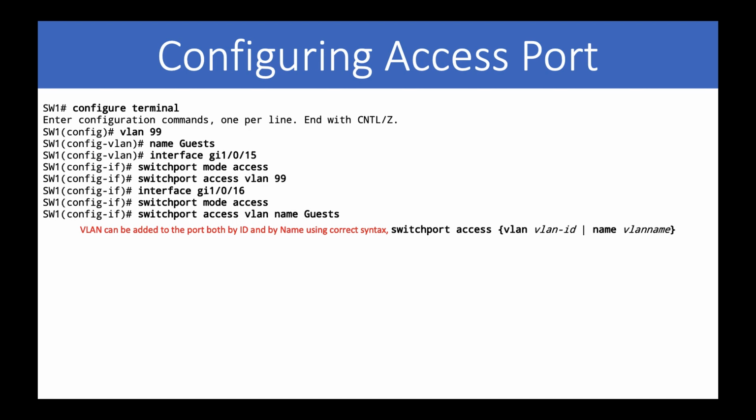Once we have added that, in the interface command, we need to specify that the interface is going to act in the access mode. We define this access mode by switchport mode access. Once we have defined that, then we can assign the VLAN to this access port by using the command switchport access vlan, VLAN ID or VLAN name. You can use either of the two, but in case of VLAN name, the syntax will be switchport access vlan name and then the VLAN name.